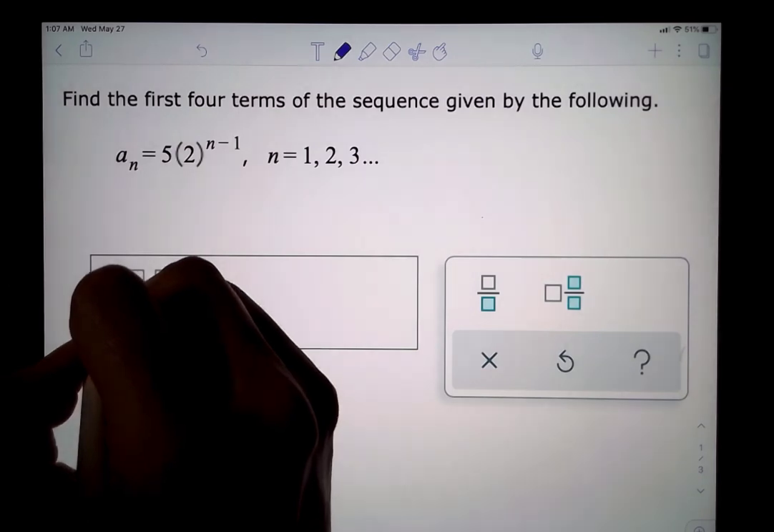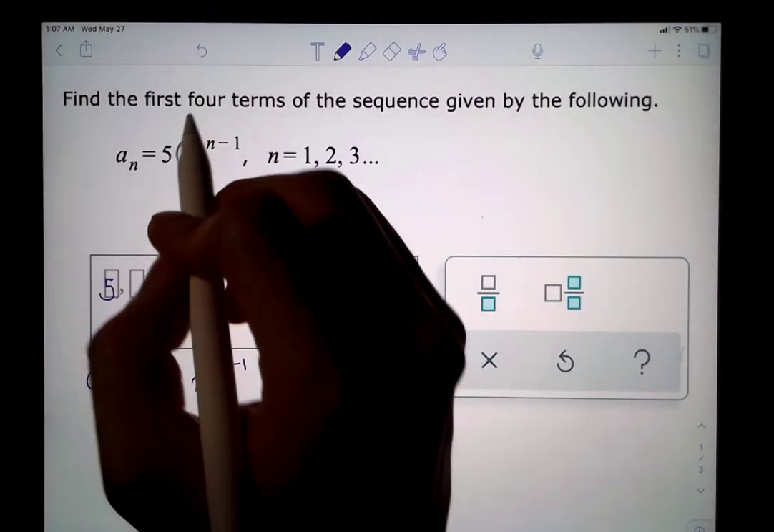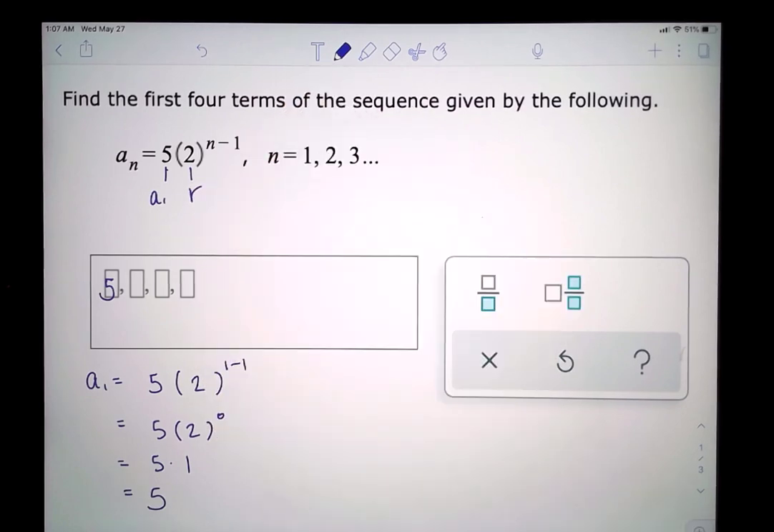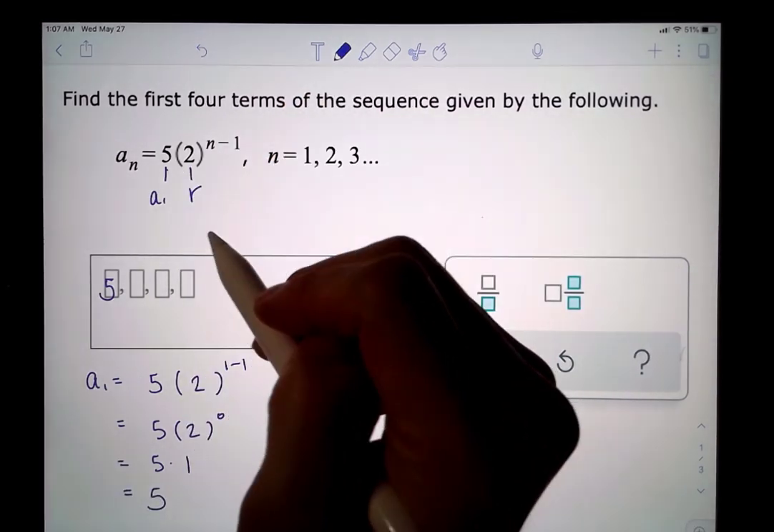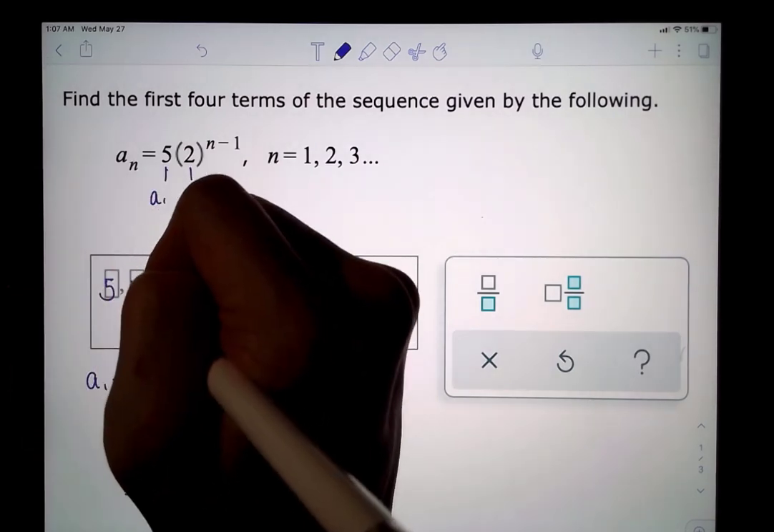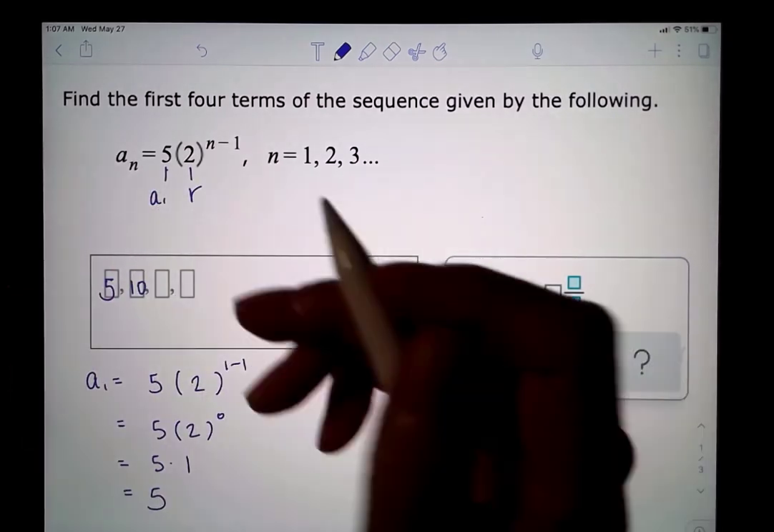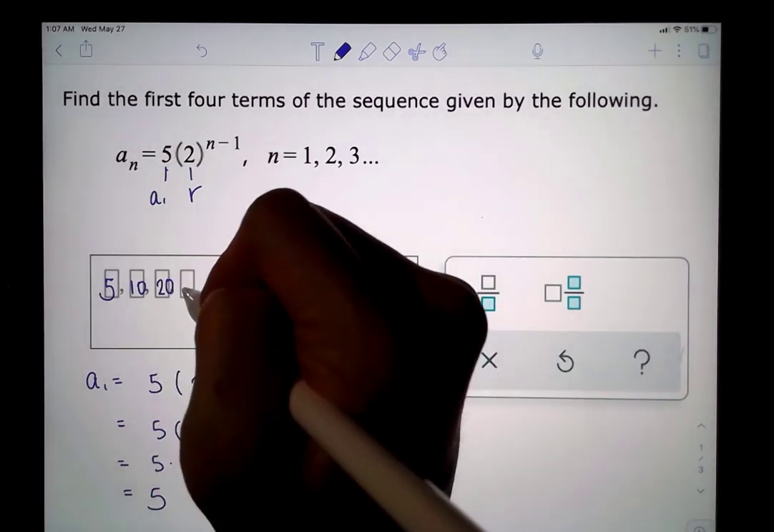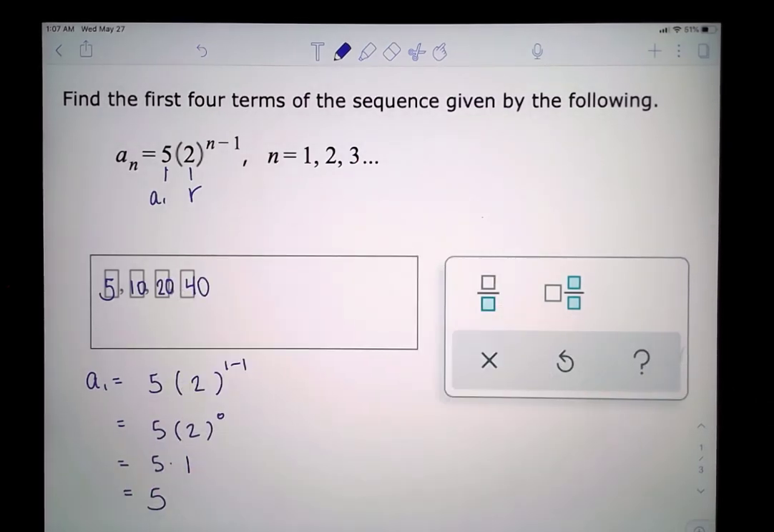But actually, when you look at the explicit form, then we know this is A1, this is R, right? So you're multiplying by 2, right? So you will get 10, and you multiply by 2 again, then you get 20. You multiply by 2 again, then you get 40, like this.